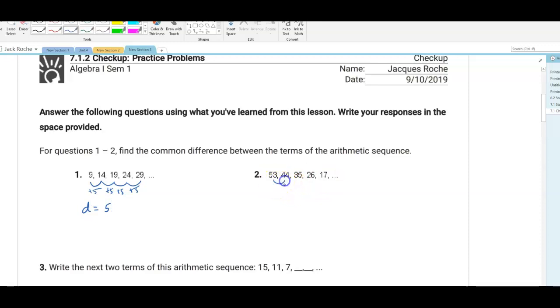Now when I look at the next one, am I going up or down each time? In this case, I'm going down. So what am I going down by here? If I look, I'm going down 9, going down 9, going down 9, so I'm doing negative 9. So my common difference here is negative 9.